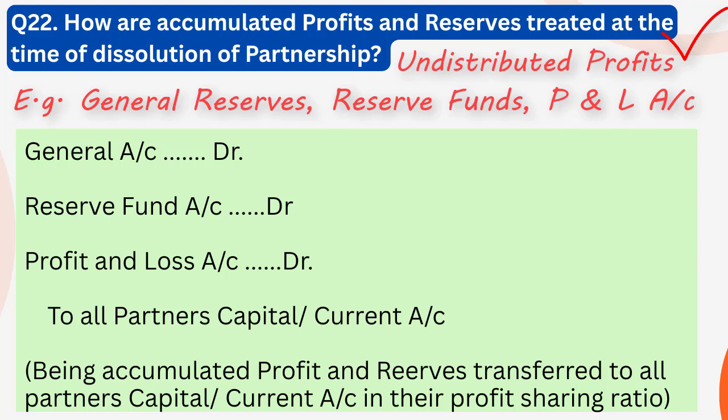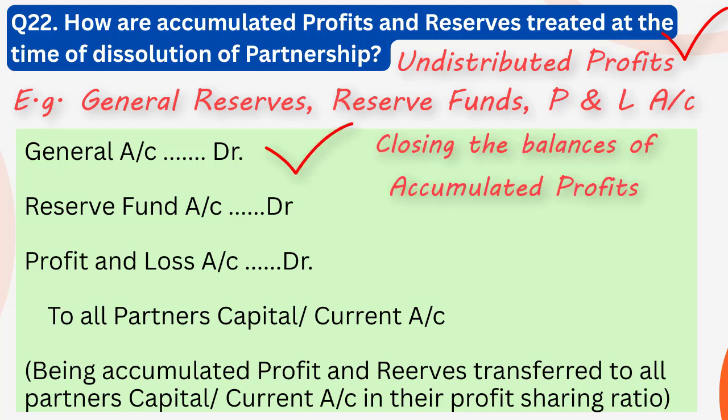At the time of dissolution, they should be transferred to the partner's capital or partner's current account in their profit sharing ratio. The journal entries in this case would look like this, which shows that you are closing the balances of accumulated profits and reserves, and hence they are debited. At the same time, you are crediting the partner's account to show that this money now belongs to them and will be settled in the final distribution. Okay, if need be, you can just pause the video here and take a good look at this entry.